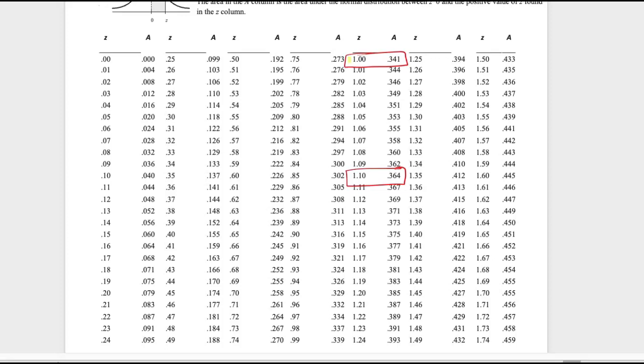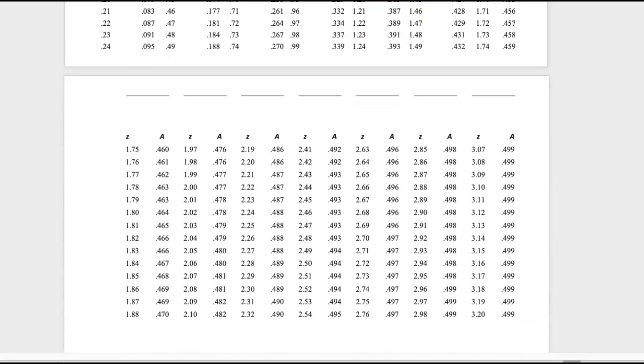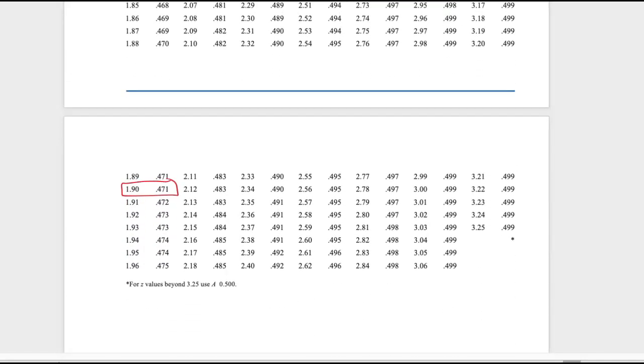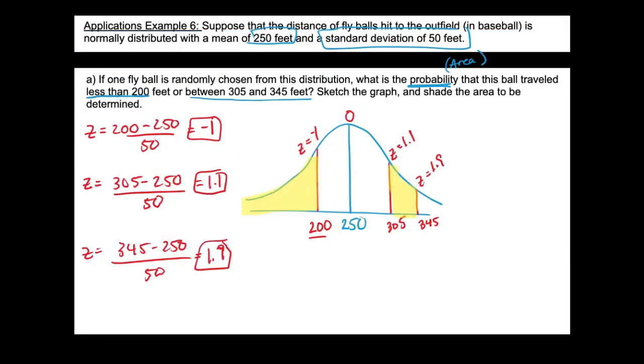for 1, I have an area of 0.341, 1.1, which is the same thing as 1.10, I have an area of 0.364, and then for 1.9, I have to scroll down a bit. That's also 1.90, has an area of 0.471. So I jot all those down and then I label my picture.